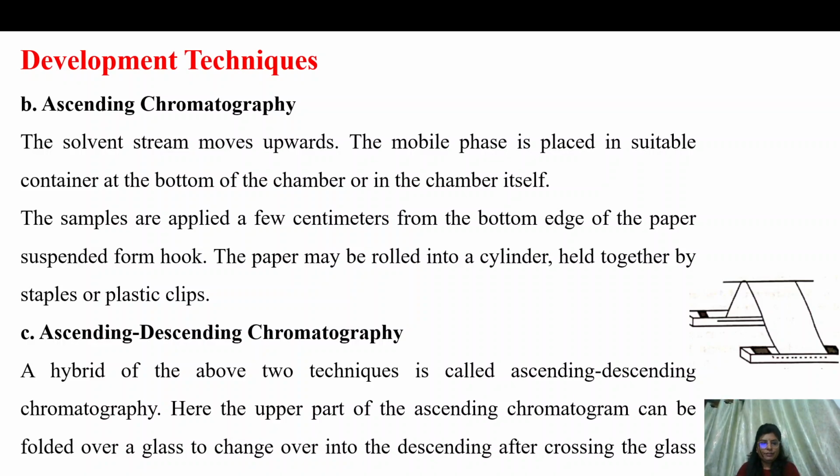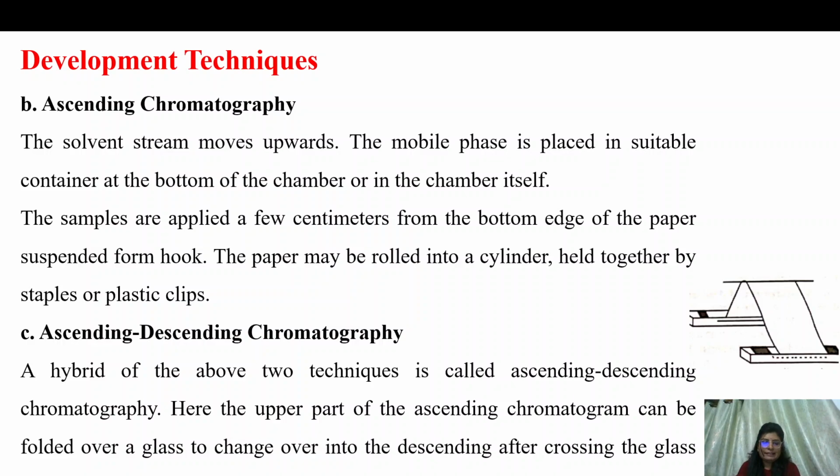Now let's talk about ascending chromatography. Here the solvent stream moves upward. The mobile phase is placed in a suitable container at the bottom of the chamber or in the chamber itself. The samples are applied a few centimeters from the bottom edge of the paper, suspended from a hook, and the paper may be rolled into a cylinder held together by straps or a plastic clip. So in the ascending manner, the solvent moves upward.